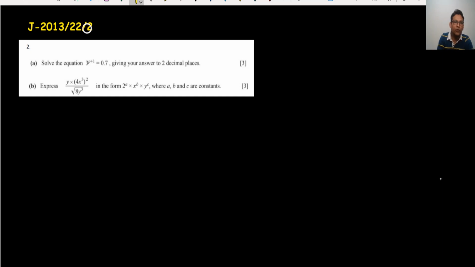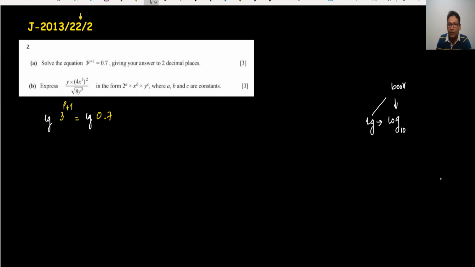Question number 2 from variant 2, paper 2, 2013. Solve this equation. When we cannot make the same base, we apply lg on both sides, or even you can apply ln on both sides. So I write here 0.7. I apply lg on both sides. Remember, lg means log with base 10. This is in the book. Normally we use this in the book.